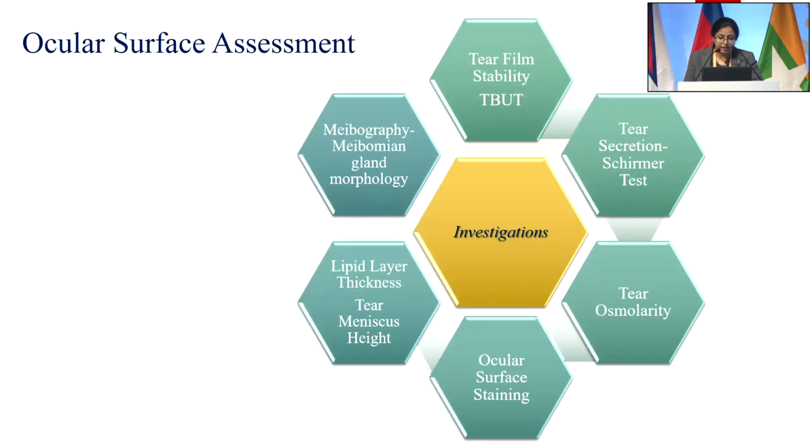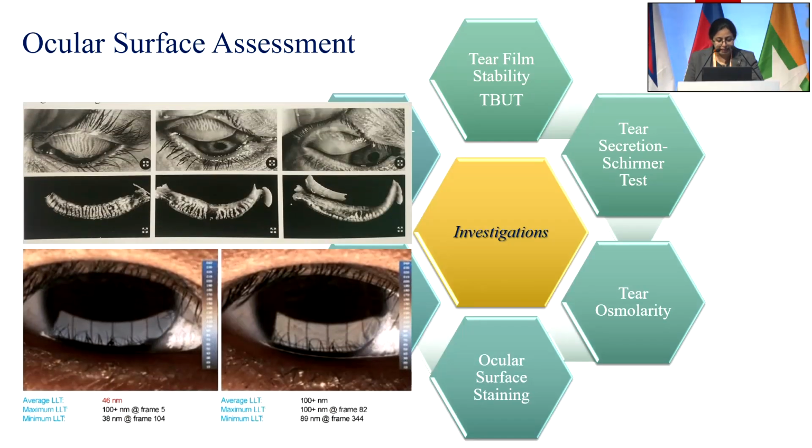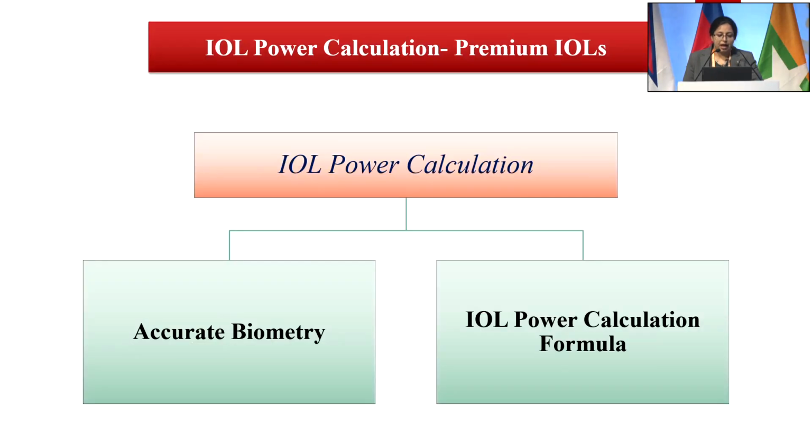Ocular surface: the tear film stability, tear secretion, osmolarity, staining should be performed. Lipid layer thickness and tear meniscus height can now be observed non-invasively, and meibography should be done to rule out any meibomian gland dysfunction. So we have now new devices at our disposal, and it should be a part of your regular routine preoperative workup when evaluating for premium IOLs.